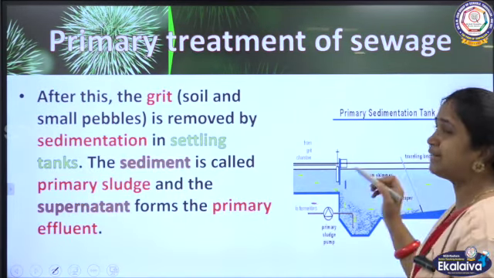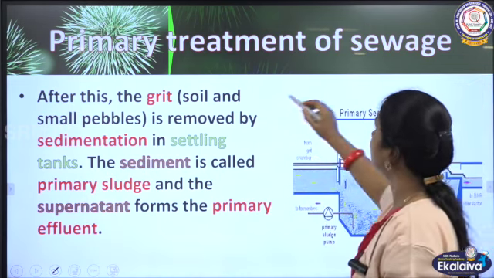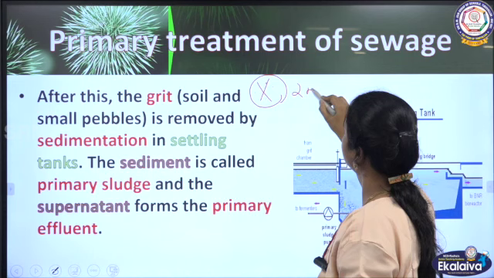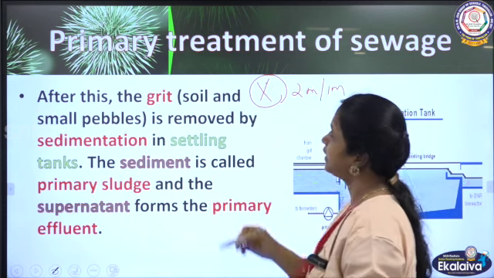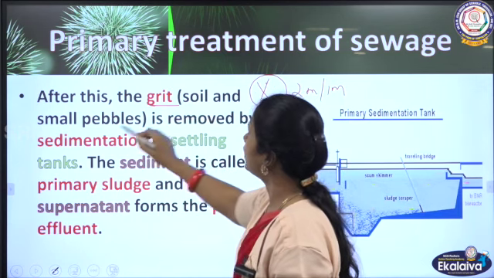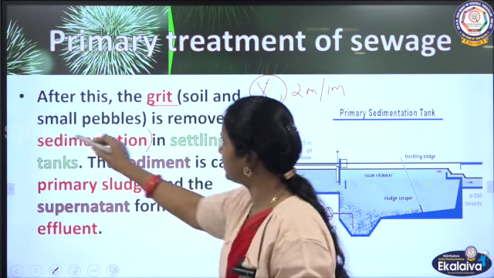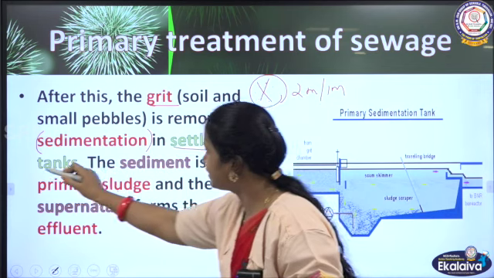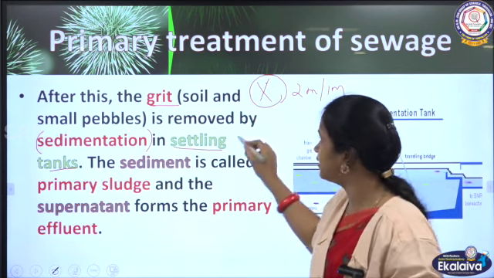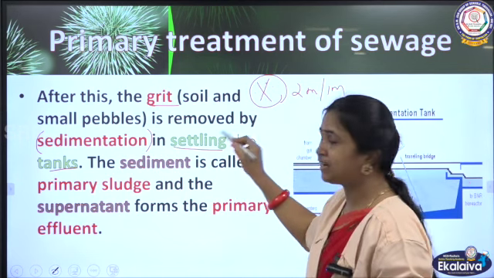Here we are going to use some technical terms. Make a note of this, and it will be important for your 1 mark or 2 marks differences. After the sedimentation and filtration, the grit, that is soil and small pebbles, is removed by sedimentation. The tank is the settling tank. These are the areas you want to concentrate on. I have highlighted the different things, just to make a note which tank is used.